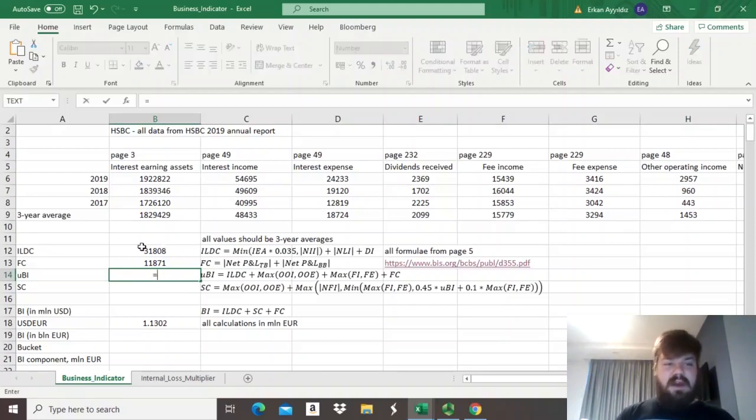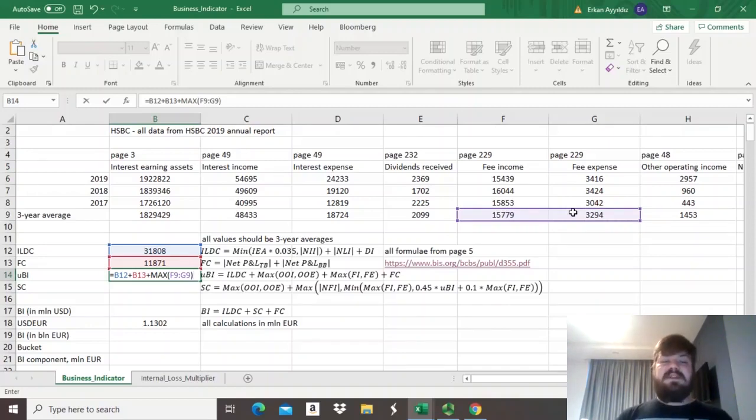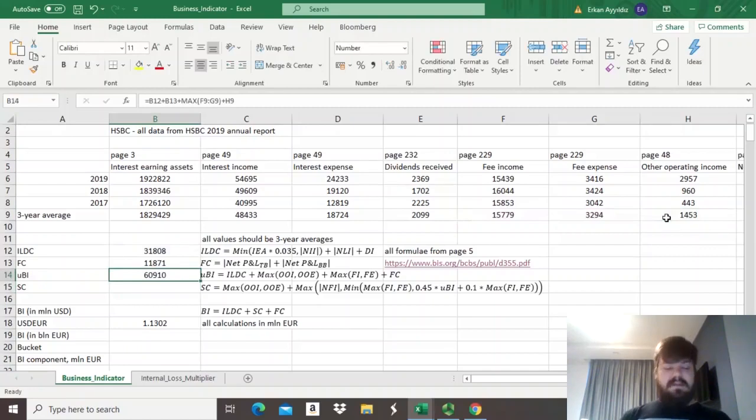To do that, we need to add those two together, and then we need to also account for other operating income or other operating expense and fee income or fee expense. So we add the maximum of fee income and fee expense, and we would have also added the maximum of other operating income and other operating expense. But as we just have other operating income, because of the disclosure nature for this particular bank, we can just add other operating income to that. So that would give us the unadjusted business indicator.